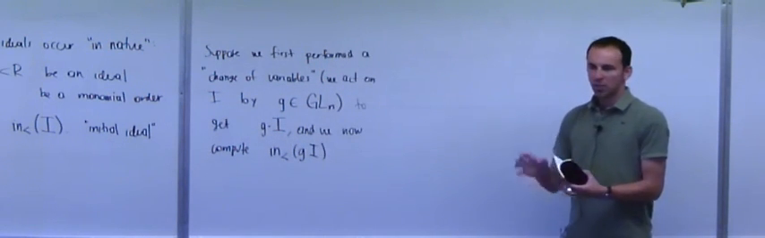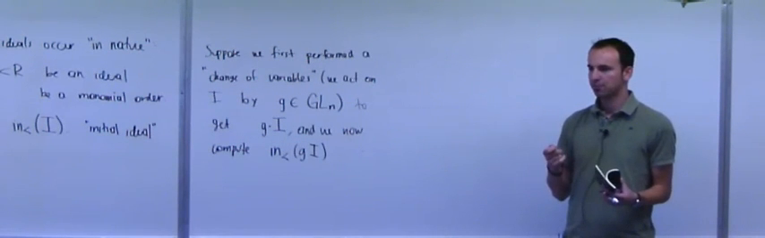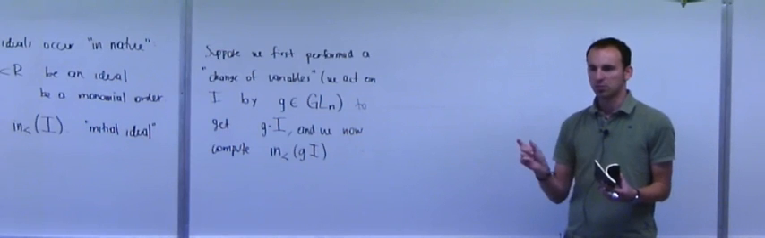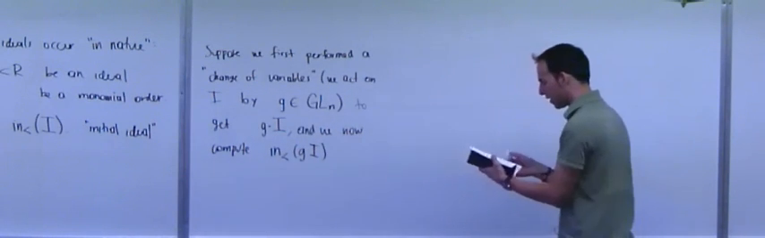So you see what I'm doing? I'm taking the ideal that I started with. Now I'm going to pick some random invertible matrix, and I'm going to change the variables according to what that matrix tells me to do. So then now instead of my ideal, I'm going to get some new ideal, a different ideal, gI, and then I take its initial ideal. Okay? So let me show you an example of what I'm trying to do here.